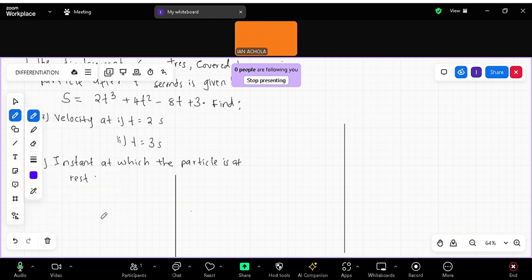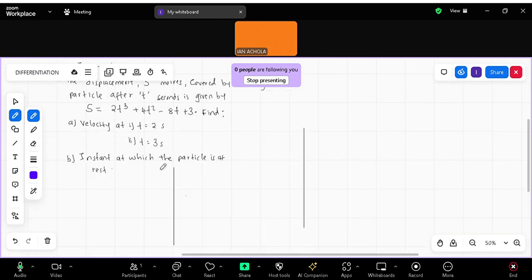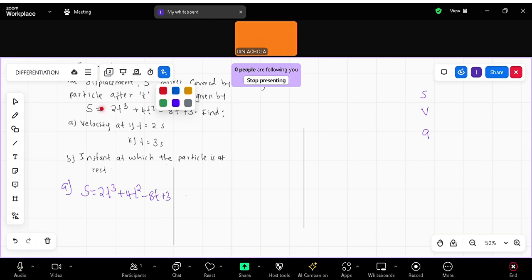Now the question says the displacement of a particle is given by s, that is part a. s equal to 2t cubed plus 4t squared minus 8t plus 3. Now the order is displacement, velocity, then acceleration. Here, we need to find the velocity.